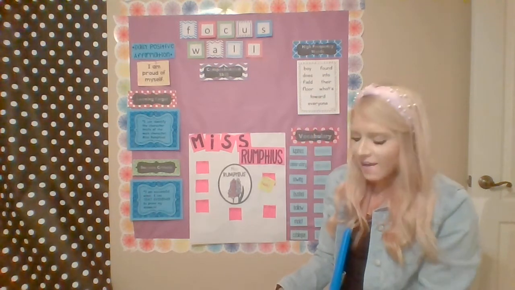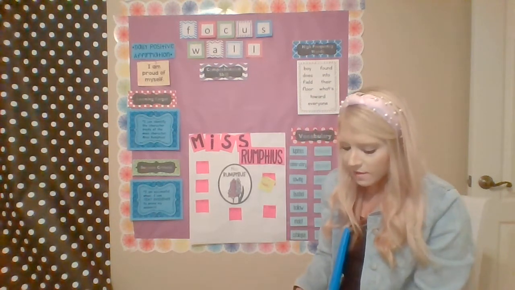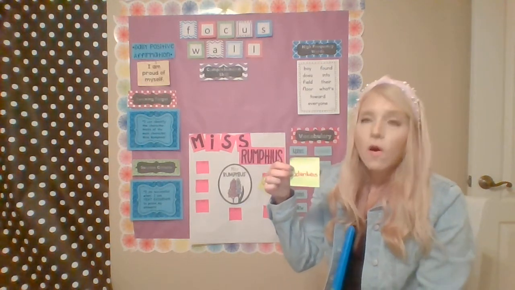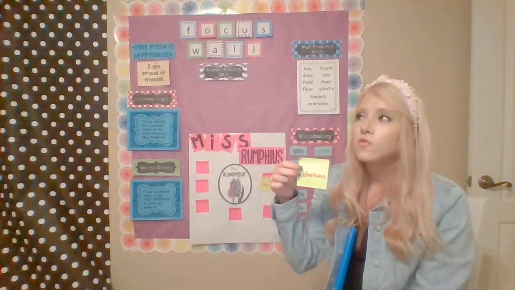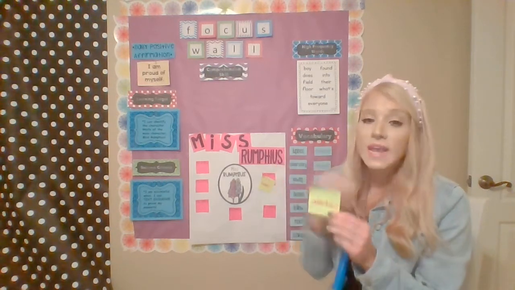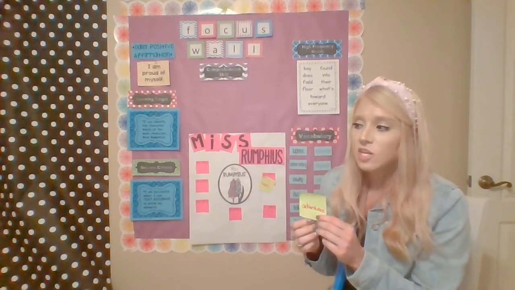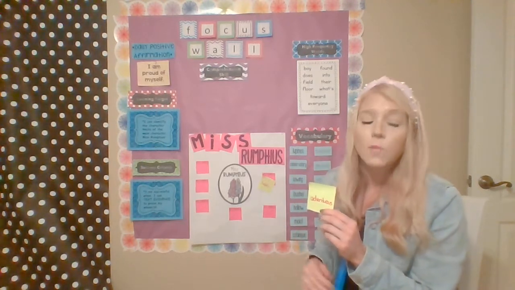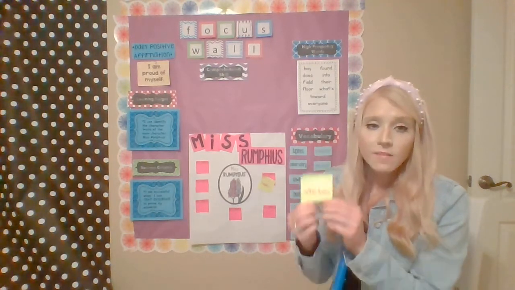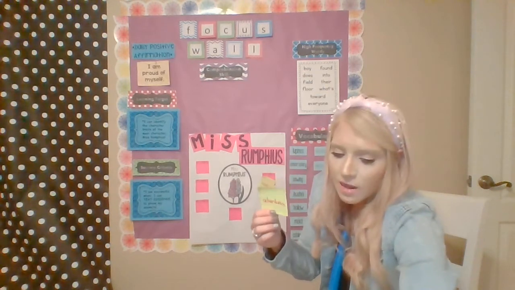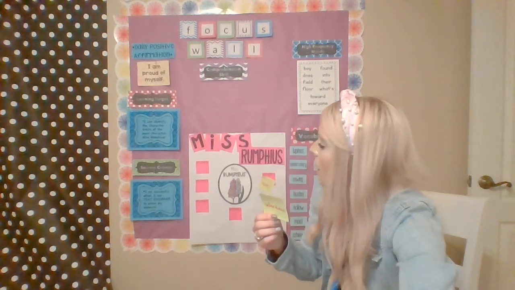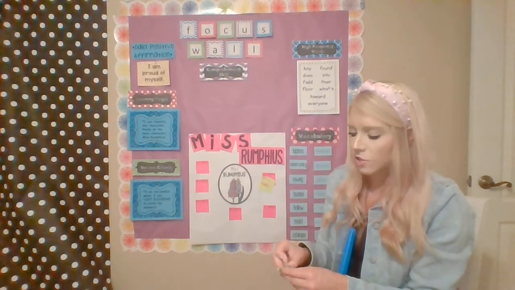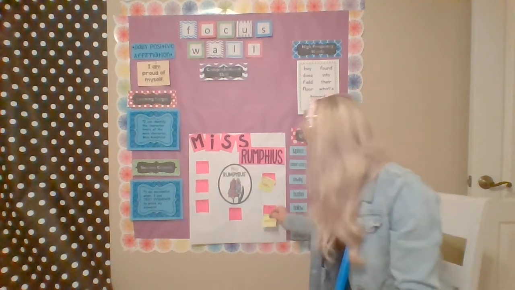Okay. The next one I thought of was adventurous. So these are all adjectives. Remember, they're all describing words, but this is also an inside trait because she does this through her actions. She wants to go out. She wants to explore. She wants to try new things. That's being adventurous. So that's another character trait to describe Miss Rumpy. It's an inside trait, a personality trait. So I'm going to stick that up there as well.